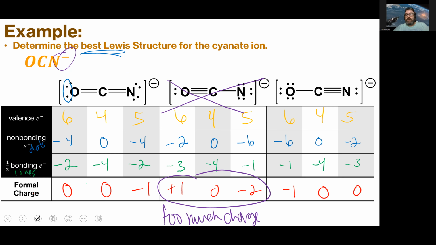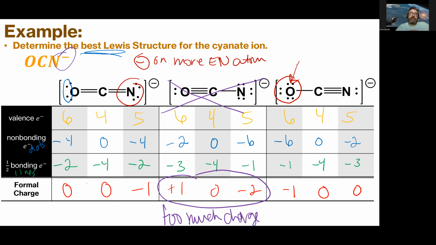So the tiebreaker here is we have to decide what is more electronegative, because we want the negative charge on the more electronegative atom. So we got to ask ourselves, is oxygen more electronegative or is nitrogen more electronegative? If we remember our trend, oxygen is more electronegative, so this one is also not the best. This one where the oxygen has the minus charge is the best Lewis structure.